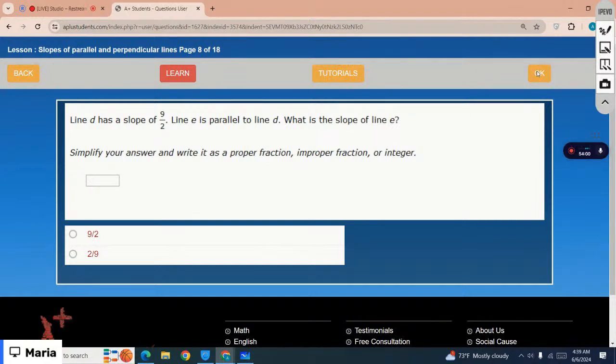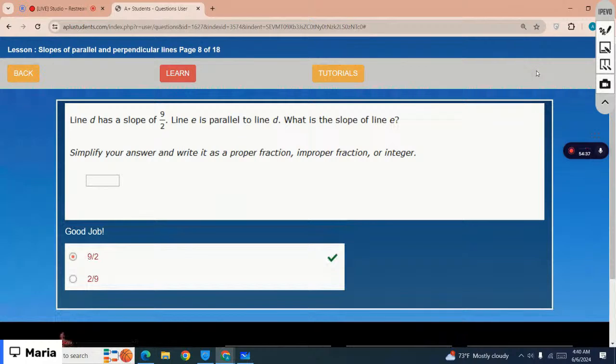Line D has a slope of 9 over 2. Line E is parallel to line D. What is the slope of line E? So which is the correct option? Parallel lines have exactly the same slope, right? So that is 9 by 2. The correct option is option number 1. 9 by 2 it is.